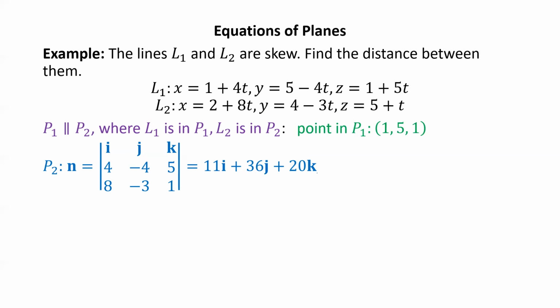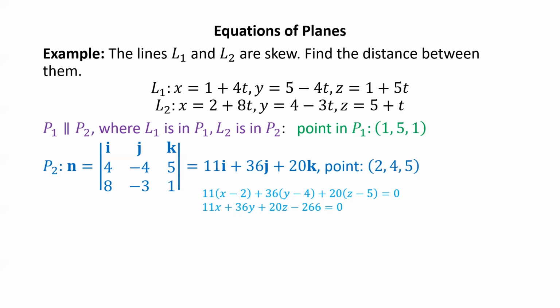And for a point in the plane, we could do the same thing we did with the first plane. We could just take a point on the line L2. And the easiest point to take on the line L2 is by setting t equal to 0 to get the point 2, 4, 5. We can now write an equation of this plane in point normal form using the point and the normal vector we just found. So we have 11 times (x minus 2) plus 36 times (y minus 4) plus 20 times (z minus 5) equals 0. Let's get this into general form by multiplying everything through to get 11x plus 36y plus 20z. And if we combine all those constants, we get minus 266 equals 0.